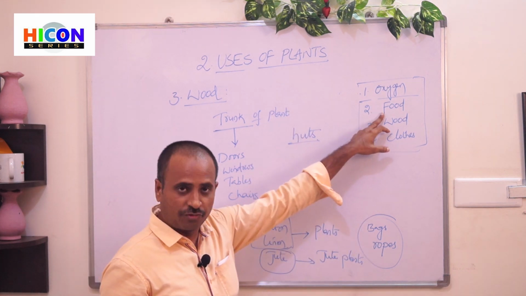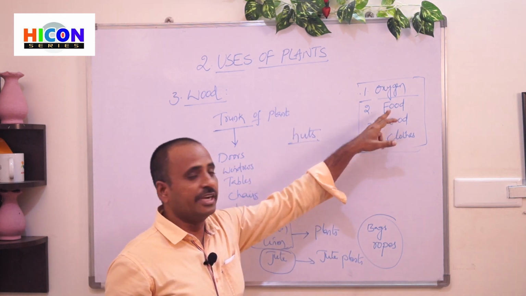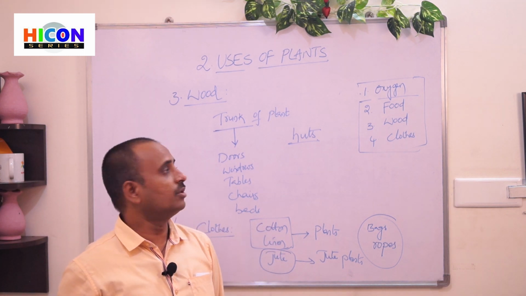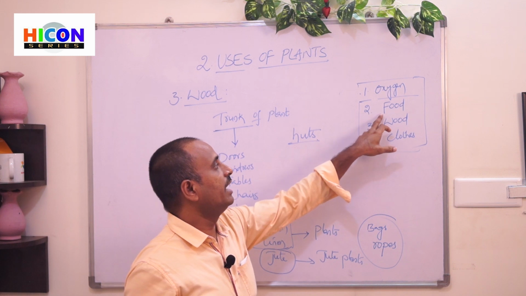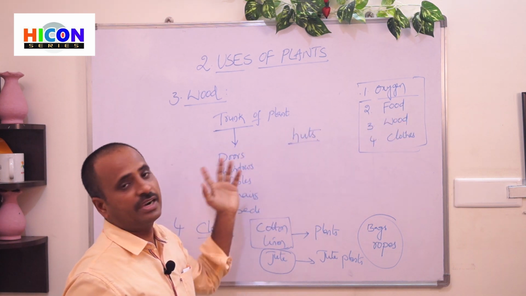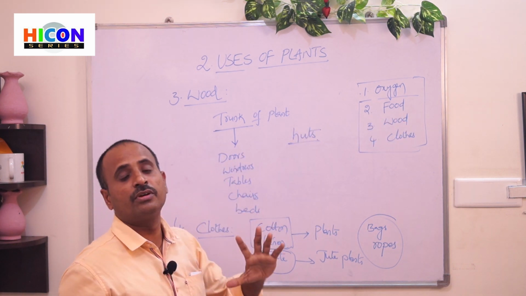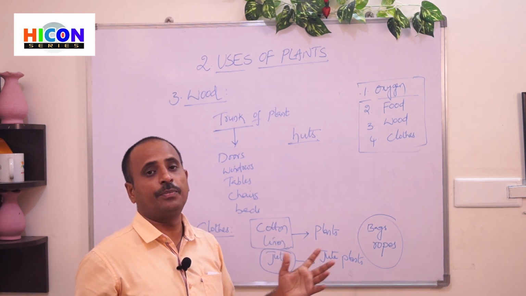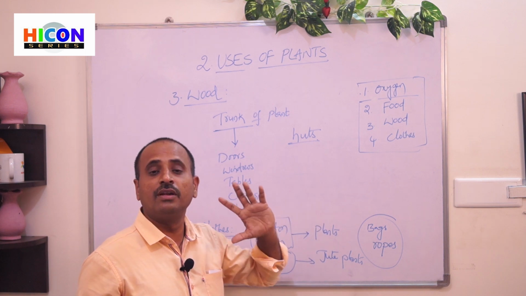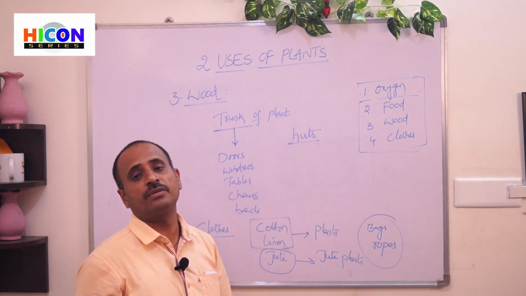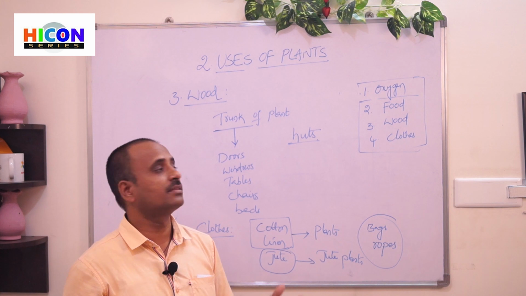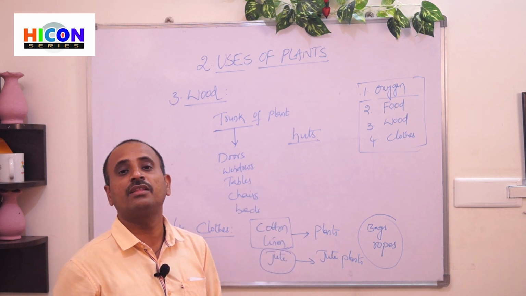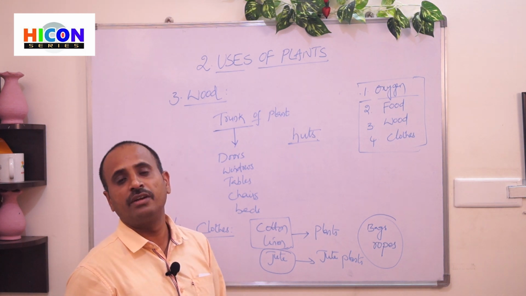The second one is food. We need energy to perform different types of activities. We get energy from food, and the food is obtained from the plants, and the plants produce food in the form of fruits and vegetables. We eat different parts of the plants. That means we eat the stems of some plants, roots of some plants and seeds of some plants. For example, rice and wheat are the seeds of plants which we eat daily.